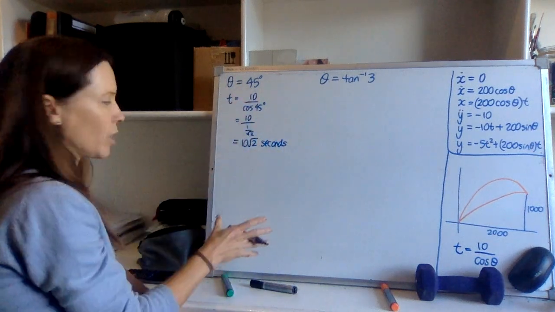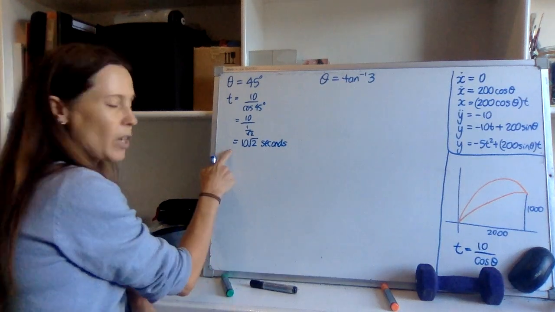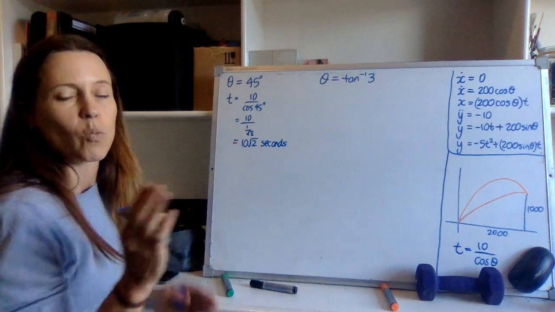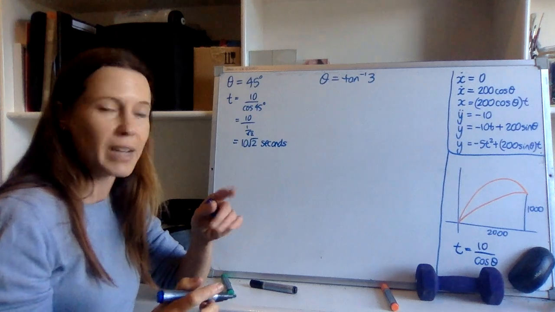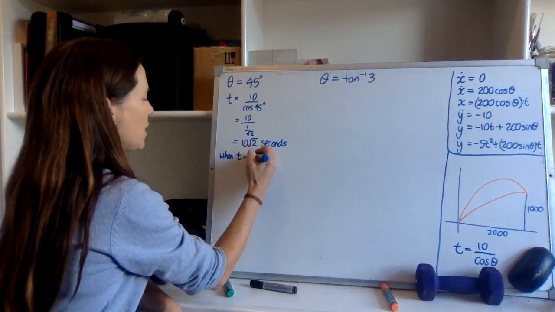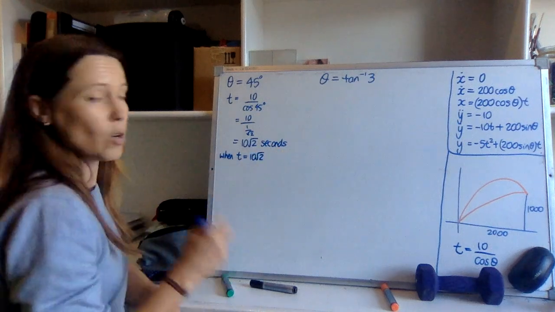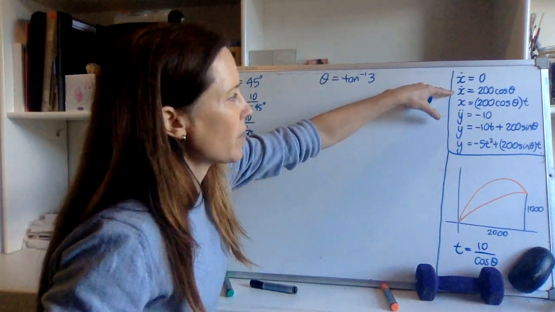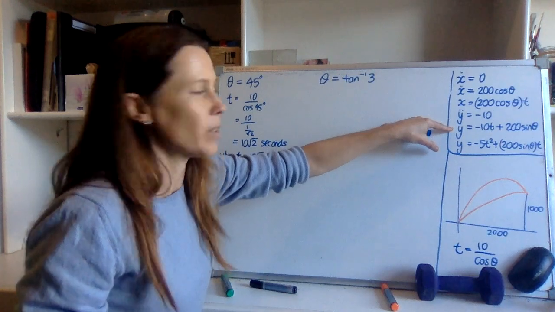Now let's keep on going with that one. We know how long it takes to hit the target. What velocity is it going to come in at? So now we need to consider when t equals 10 root 2, what is our x component of velocity and our y component of velocity?